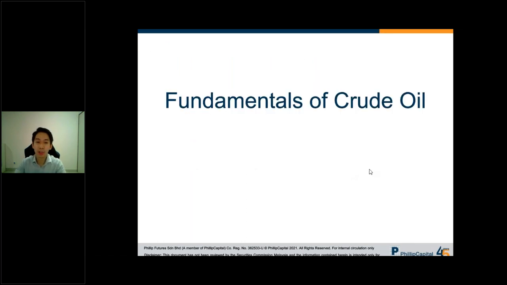Before we jump into the fundamentals of crude oil, I will highlight again that fundamental analysis is actually looking at the big picture, as the title suggests today. We usually use it to look at the bigger picture, and it's more for a mid to long-term approach. If you are doing short-term trading, it will be more beneficial to use technical analysis. But of course, if you are able to combine both fundamental and technical analysis, you will definitely excel in your trading.